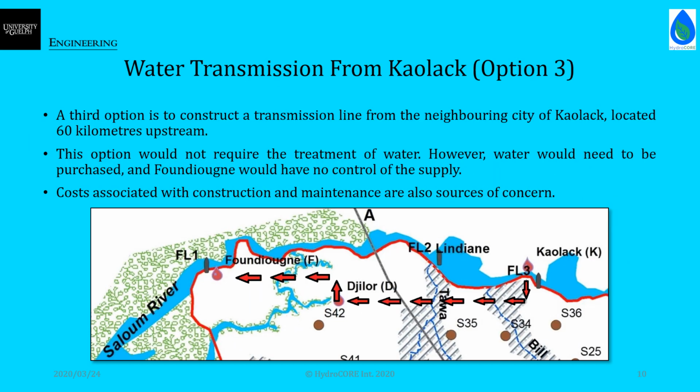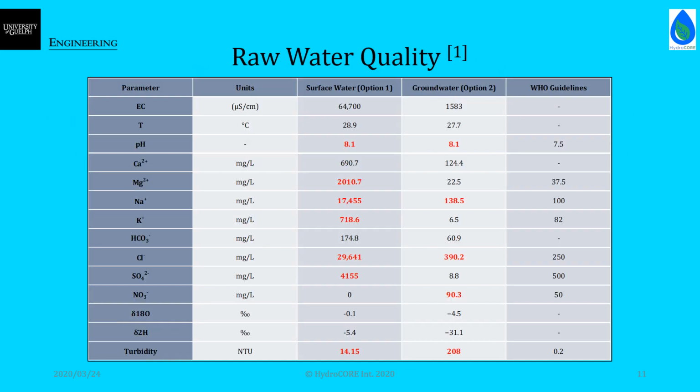A third option was considered, which involved the construction of a transmission line from Kaolack, a city located about 60 kilometers east. Although this option would not involve any treatment processes, the water would need to be purchased from Kaolack, and Foundiougne would not have any control over its supply. The raw water quality of the surface water and the groundwater source locations are presented in this table.